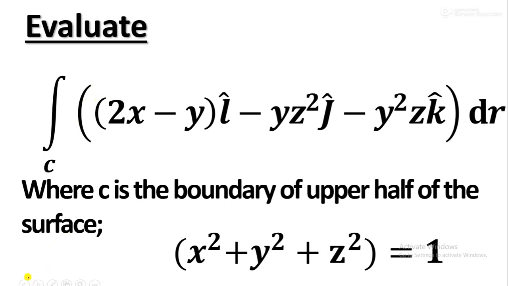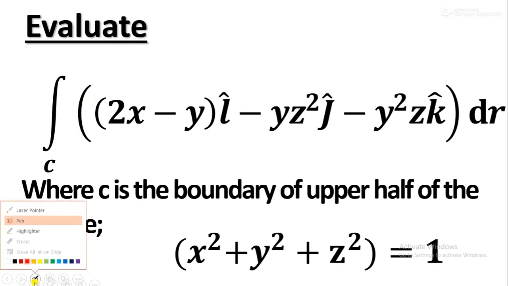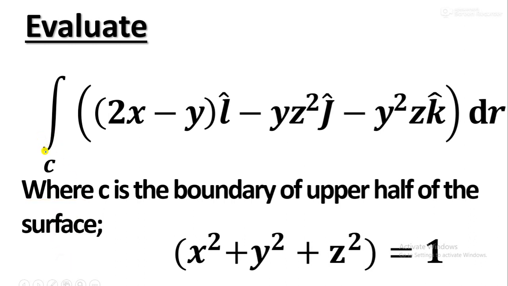this vector integral for the given function, and the required function is given as integral over C of (2x minus y) unit vector i minus y z square unit vector j minus y square z unit vector k, dr vector. Okay, now the region over which we have to evaluate this integral is given by the boundary of the upper half of the surface.